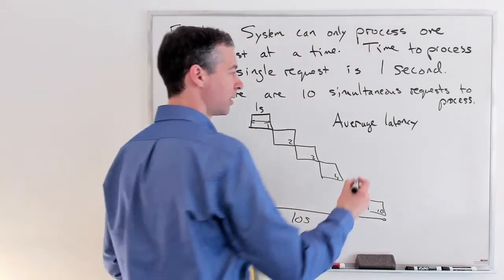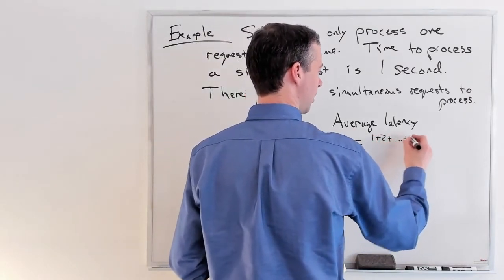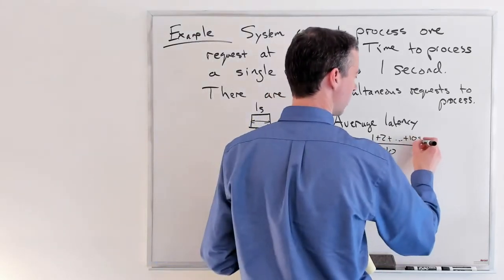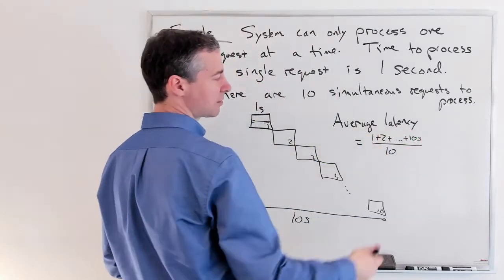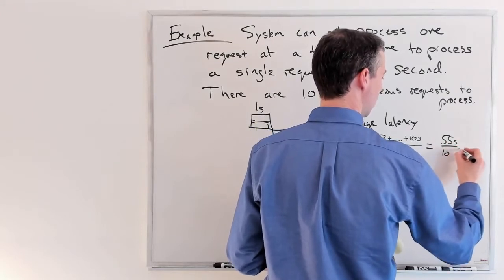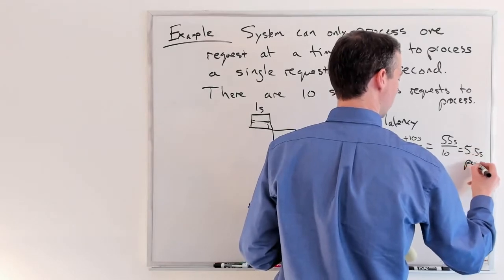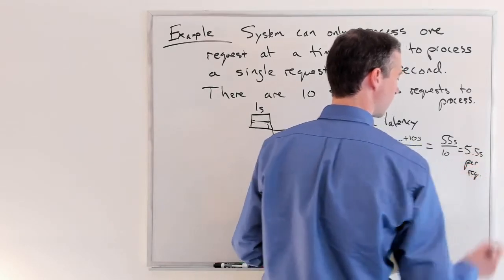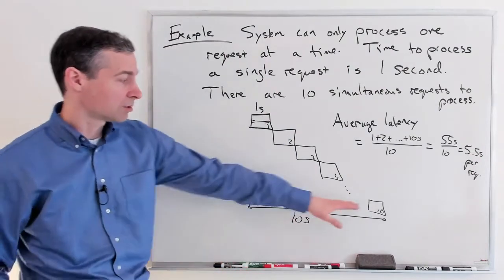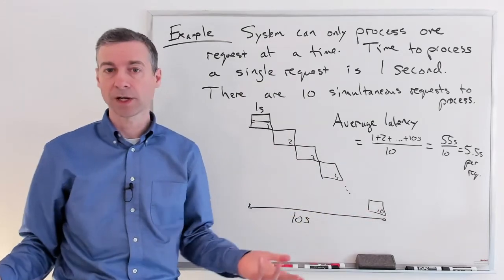So average latency is going to be equal to 1 plus 2 all the way up to 10, divided by, we had 10 requests. Okay, and so these are all 10 seconds, or 1, 2, up to 10 seconds. And that's equal to 55 seconds divided by 10, which is equal to 5.5 seconds per request on average. Okay, so our latency is 5.5 seconds, our average latency. Some users, their actual experience is 10 seconds and some is 1, but on average it's 5.5.